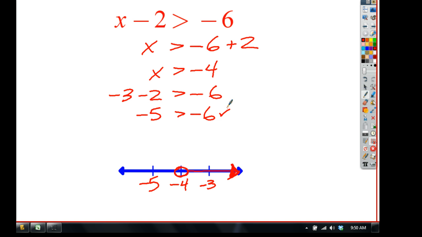Now let's try negative 5. So negative 5 minus 2 is greater than negative 6. We get negative 7. Negative 7 is not greater than negative 6. We've got to think about it, right? Is negative 7 greater than negative 6? No, it is not greater than negative 6. So our graph and our solution look pretty good here.